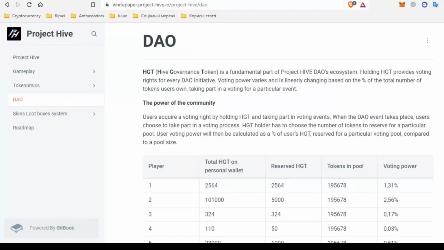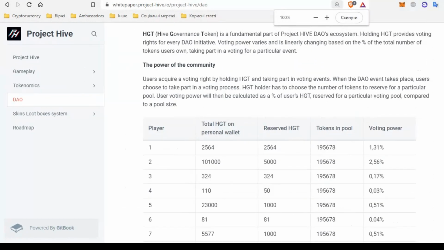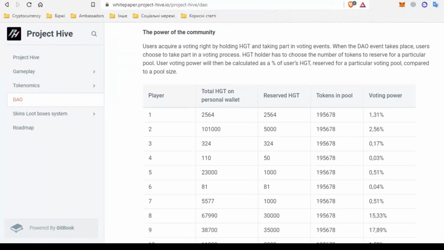So let's analyze one of the examples shown in the table. The first player has 2564 HGT tokens on the balance, but he used all the tokens in the vote and his share is 1.31%.